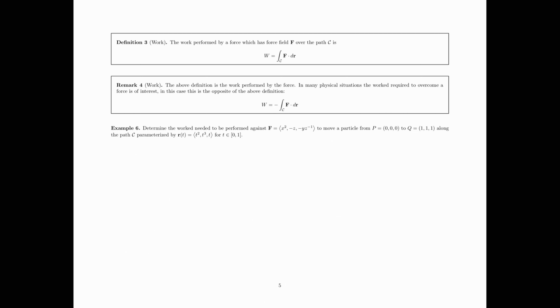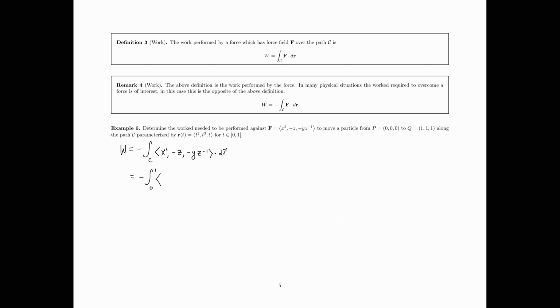So in this case, we're going to go ahead and take the negative. So the work needed is negative the integral over the path C, which is parameterized from 0 to 1, of our force field, x squared, comma, negative z, comma, negative y, z to the minus 1, dot dr. So negative integral 0 to 1.